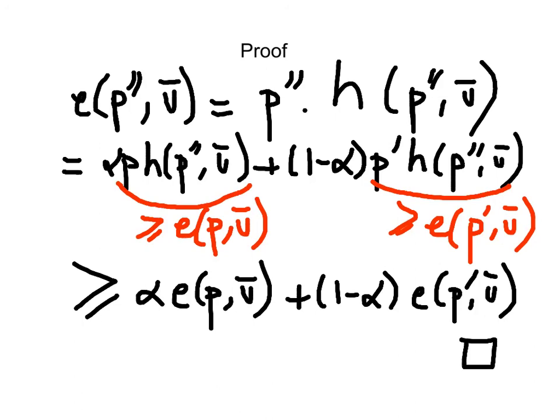I've shown that the expenditure associated with the bundle which is chosen at P double prime, the linear combination of prices, is indeed greater than or equal to the linear combination of the expenditure functions defined over P and P prime. Now this result, the concavity of the expenditure function, actually plays a critical role later on to show the negative semi-definiteness of the Slutsky matrix. So this is why I wanted to spend the time to derive this result.